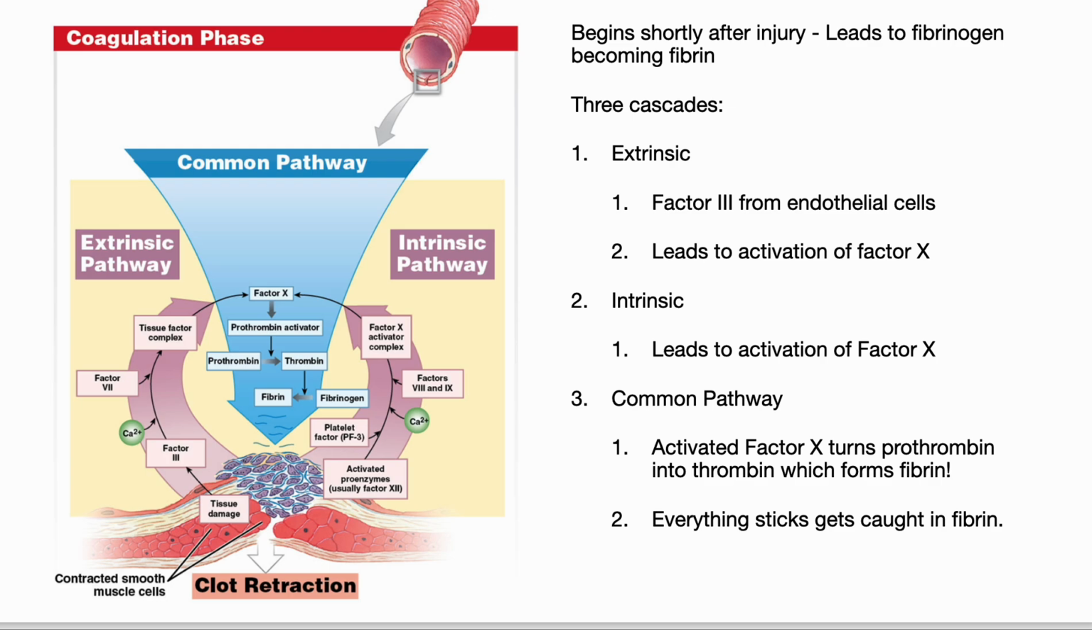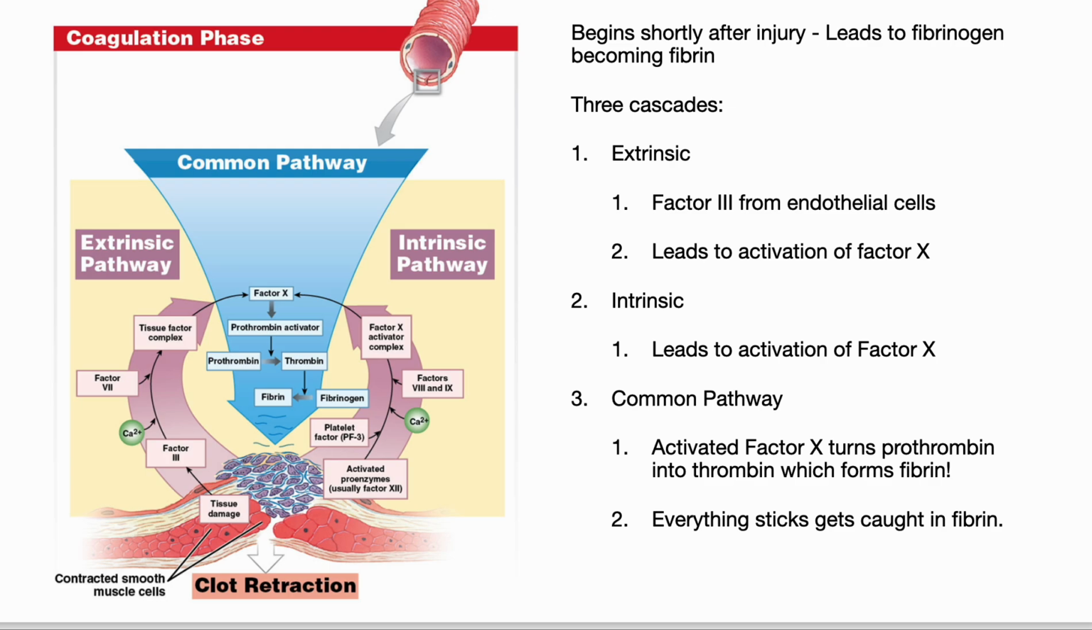You do want to spend some time on this. But basically, there are 3 cascades, all right? And the point of all of these cascades is to get fibrinogen to fibrin, because fibrin is what we need to start forming a really good clot. And so, because this is so important, your body has evolved 3 ways of activating factor X, because as long as we activate factor X, we can convert fibrinogen to fibrin. And if we can do that, we can begin this coagulation phase.